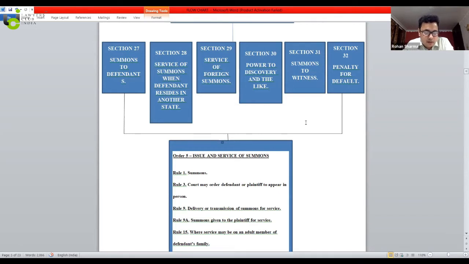Let's say, and these summons can be issued for production of documents. This summon can also be issued under section 30 to a specific person who has possession of those documents, and so on and so forth.